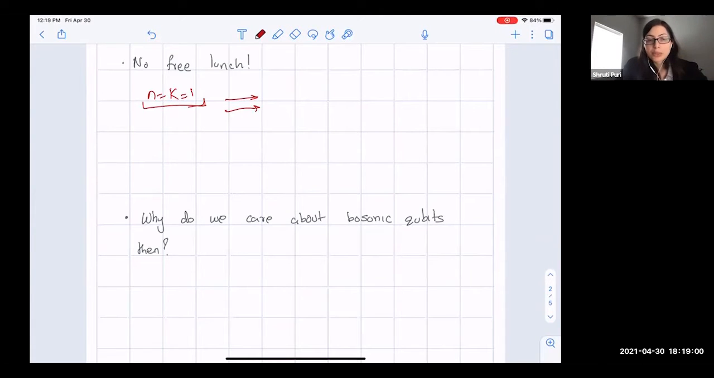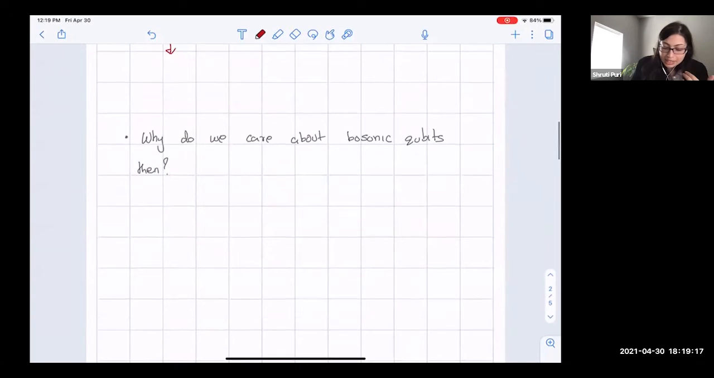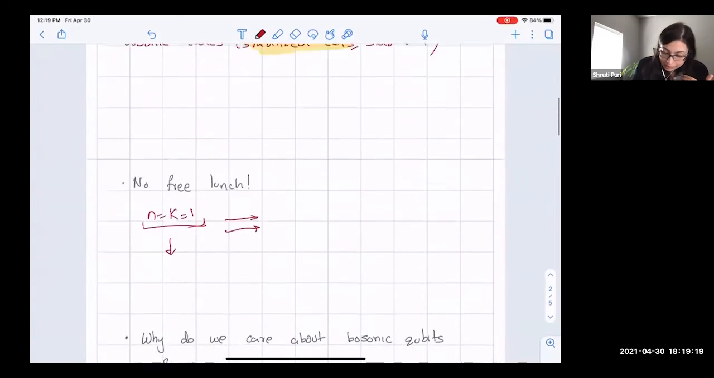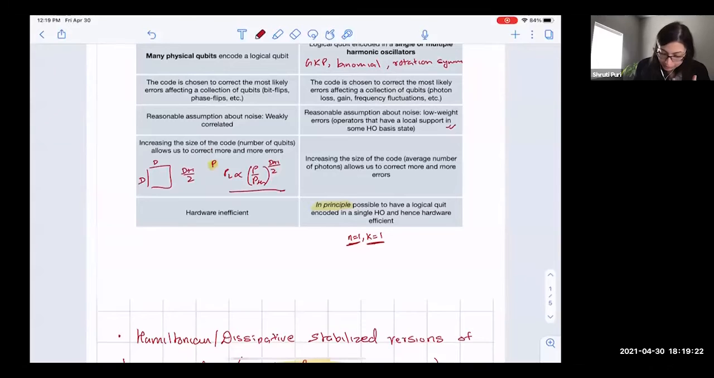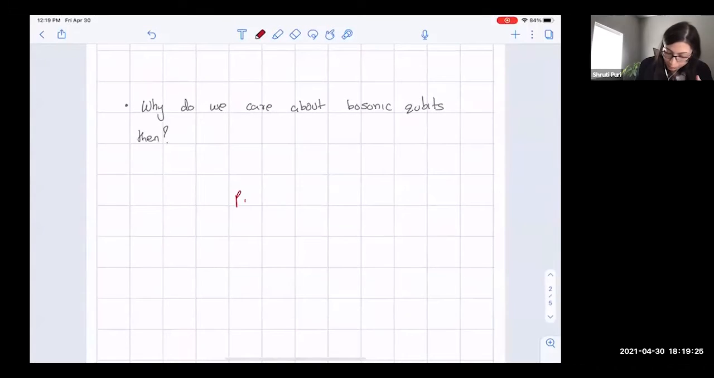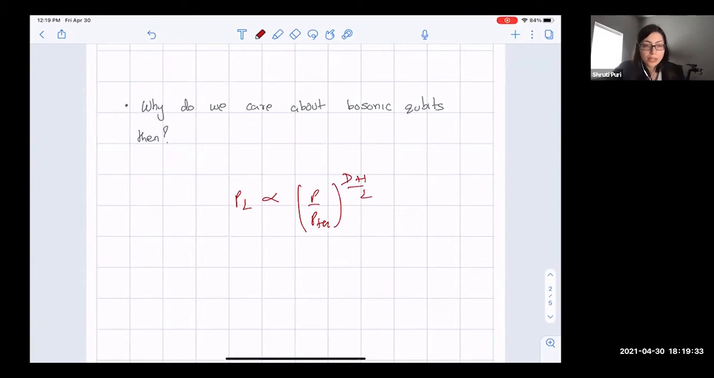But then what is the point of bosonic qubits now? I like bosonic qubits because they're hardware efficient, but now I'm going to concatenate them to the surface code anyway, which is hardware inefficient. So why do I even care about a bosonic qubit? Let's come back to this formula, which captures the idea. Remember, in the surface code, the probability of logical error goes as P over P threshold to the power of (d+1)/2. The idea is that with bosonic qubits, you can do some degree of error correction locally. You just make a bosonic qubit in a single cavity.